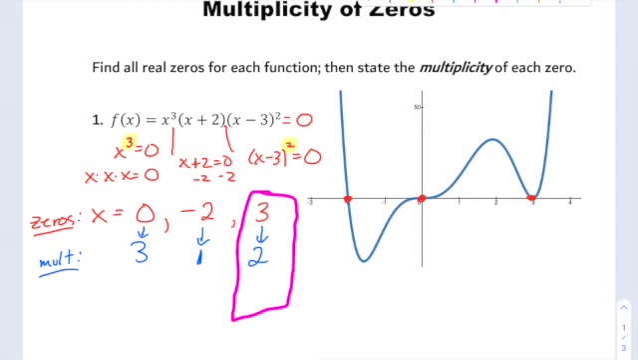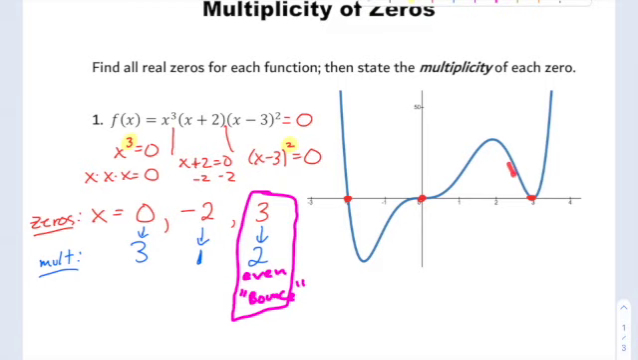At +3, it has a multiplicity of 2. And whenever it's got an even multiplicity, notice what the graph is doing at that little spot. In that little neighborhood, the graph is bouncing off of that x-intercept. It's not crossing the x-axis. It's just glancing off and staying on that side of the x-axis. So I could just call that a bounce. That's not really a technical term, but that'll happen anytime you have an even multiplicity.